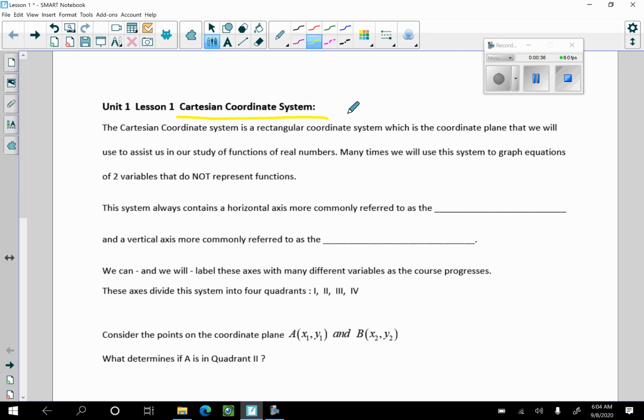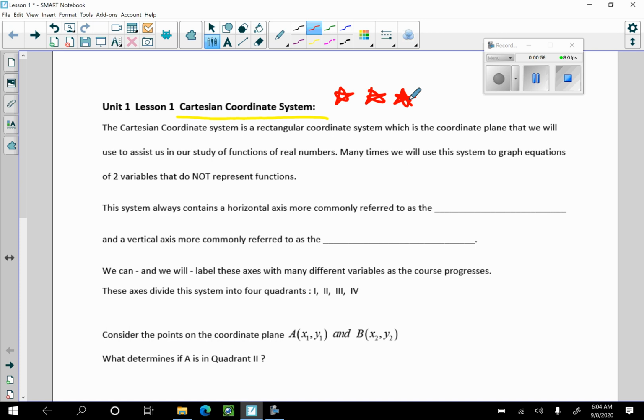The reason why this lesson is so important is that these topics we will revisit in our study of calculus. And this is pre-calculus, so we're getting ready for calculus. So let's jump right in.